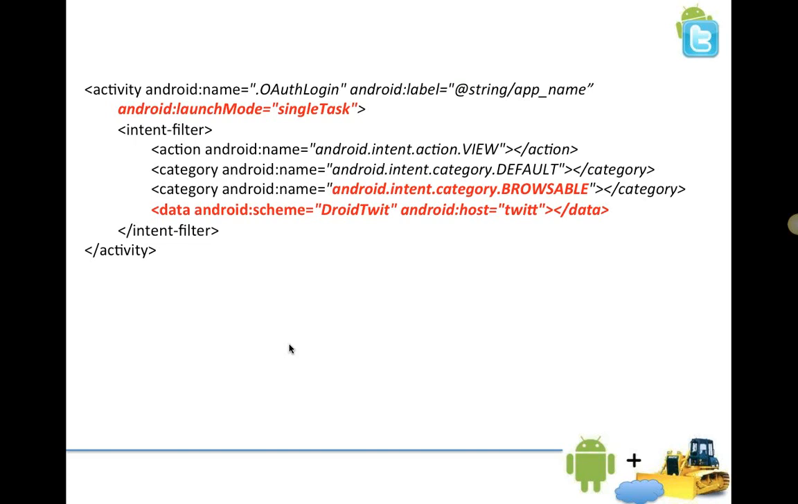So when the browser redirects to droidtweet://tweet, it's my activity which gets called. In this case, I'm launching the activity in single task mode because I don't want to launch a new activity. So here's how it goes: my activity launches the browser, and the browser again launches my activity. But I don't want two instances of my activity. That's why I say single task.